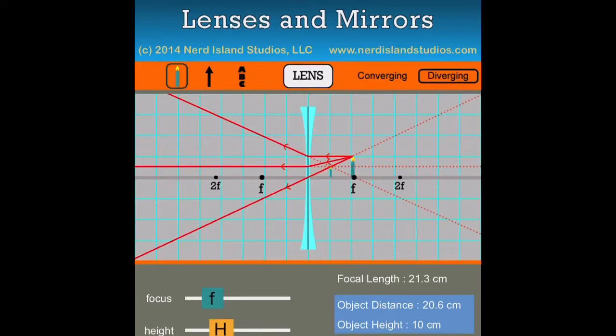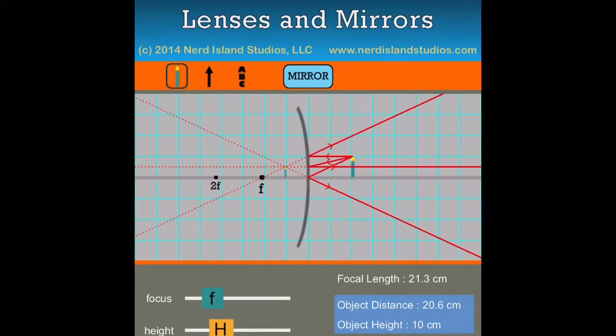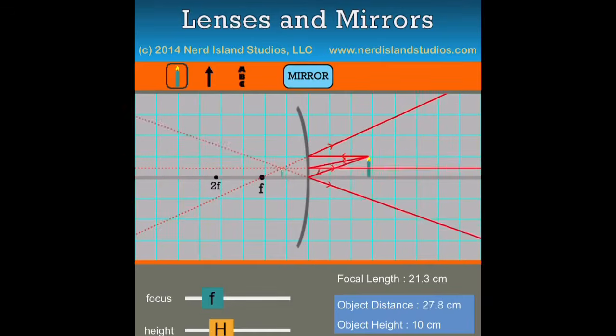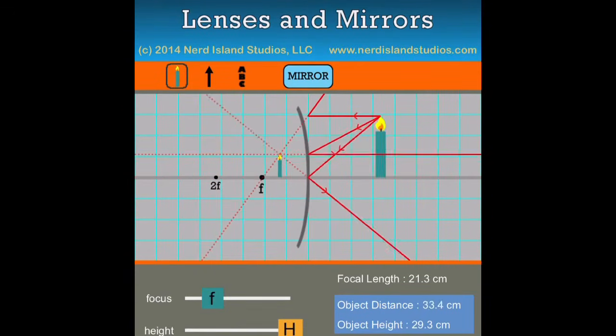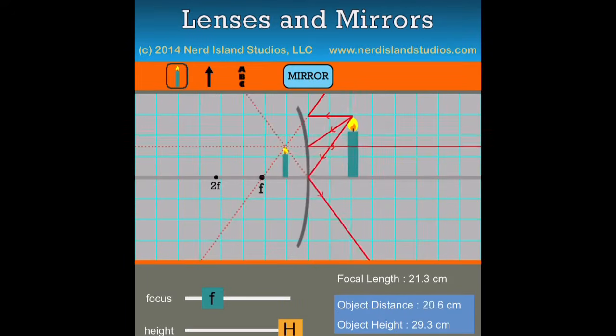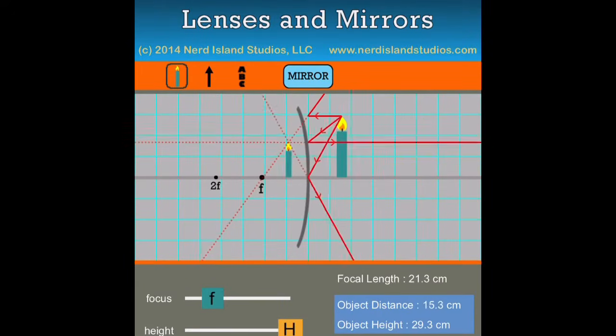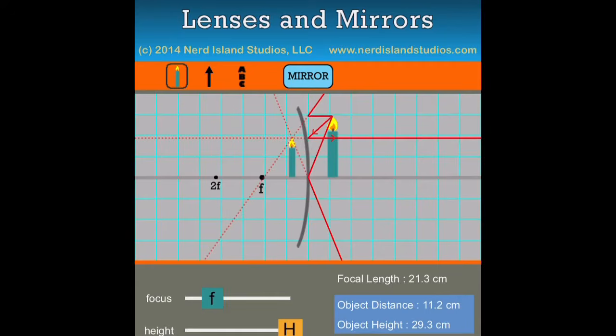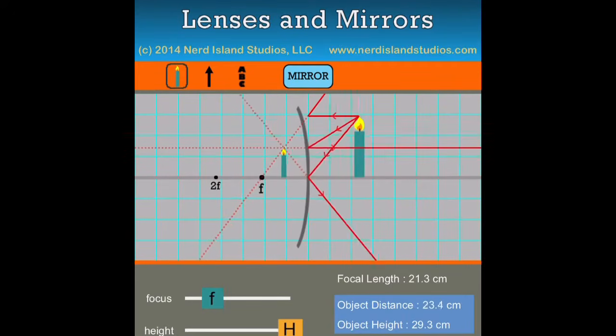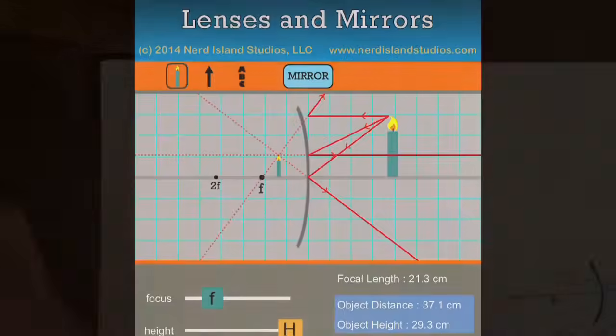So this is a neat interactive tool. I'll put the link in the description below. Let's flip it over to a mirror. The object is the candle on the right, and regardless of where I put this object, this candle, I'll make it a little bigger so you can see it. Regardless of where I put it, it always forms that virtual image to the left. Okay, this is just something new, a little concept question. So yeah, that's that.